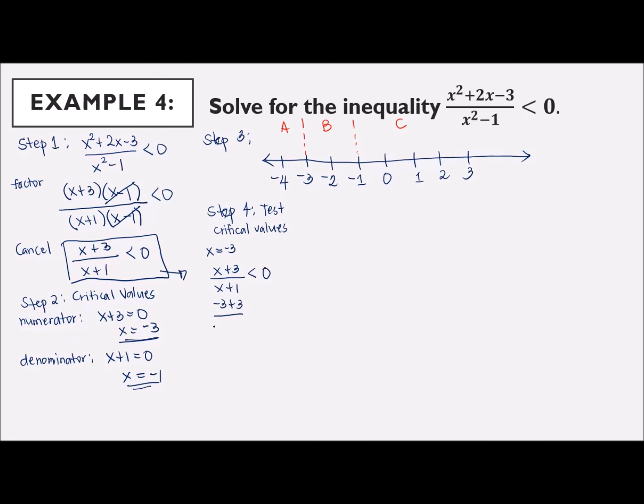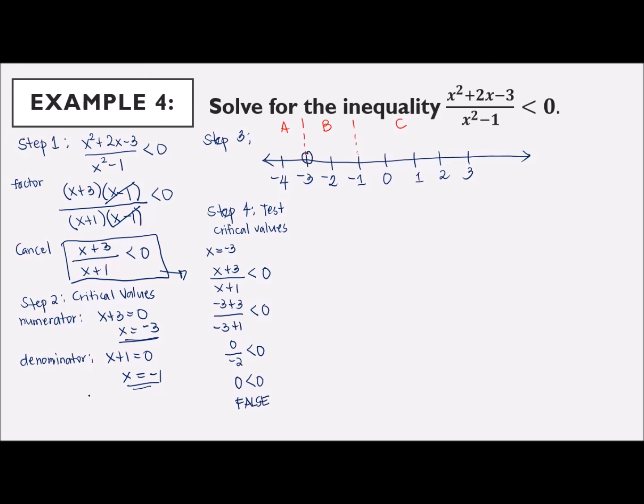Okay, so negative 3 plus 1. The negative 3 plus 3 is 0. Then negative 3 plus 1 is negative 2. 0 divided by negative 2 is 0. Is 0 less than 0? Of course not. Equal sila, no? So yeah, that one is false. Okay, so if that's the case, si negative 3 ay open circle.